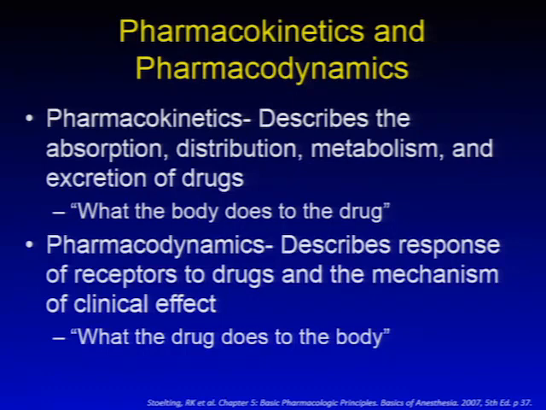First, we'll start off with two definitions. The first is pharmacokinetics, which describes the absorption, distribution, metabolism, and excretion of drugs. Simply put, this is what the body does to the drug. And then pharmacodynamics, which describes the response of receptors to drugs and the mechanism by which these drugs exert their clinical effect. And this is what the drug does to the body. The majority of this lecture today will be focused on the pharmacokinetic parameters that you see described here.